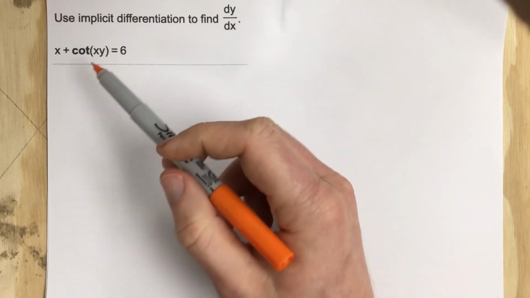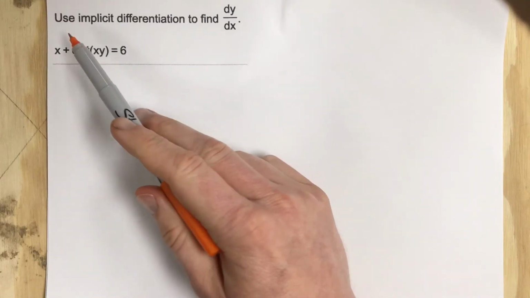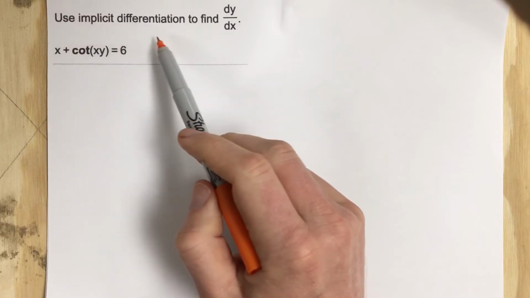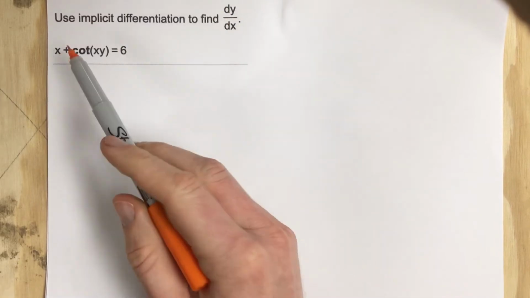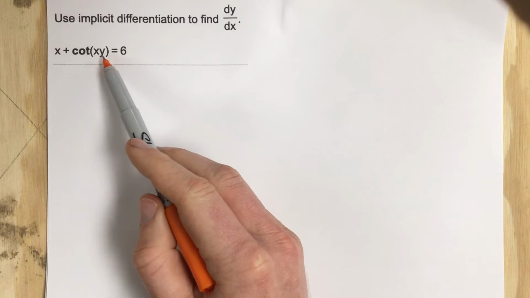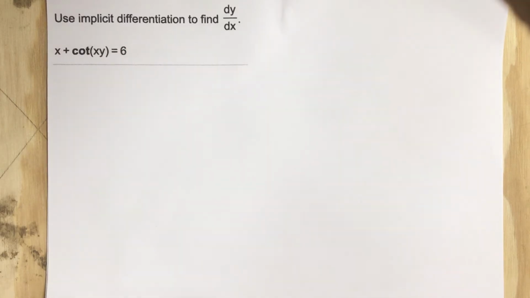And this is problem number 3 from section 3.7. In this problem, they want you to use implicit differentiation to find dy over dx. And they give you x plus cotangent xy equals 6.